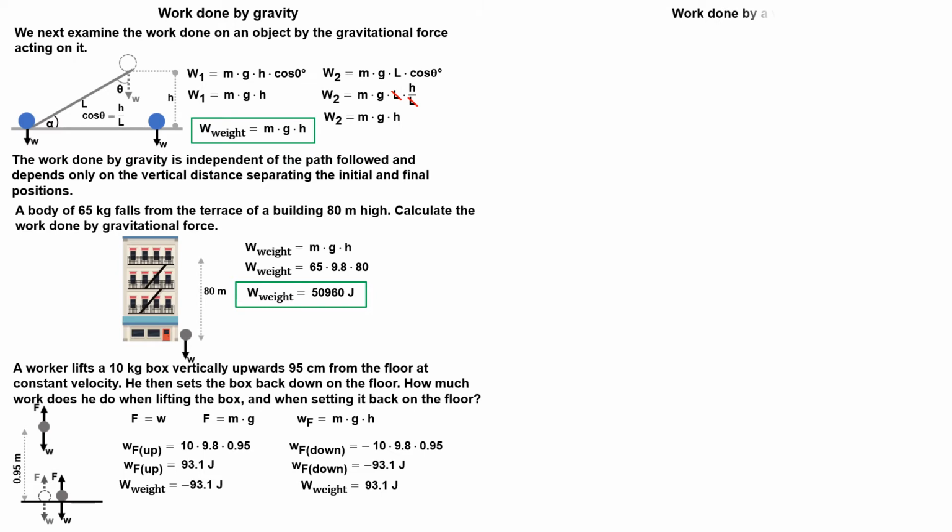Work done by a varying force. So far, we've defined work done by a force which is constant in both magnitude and direction. If a constant force acts on an object and makes it move a distance in the direction of the force, the work done on the object is force times displacement.